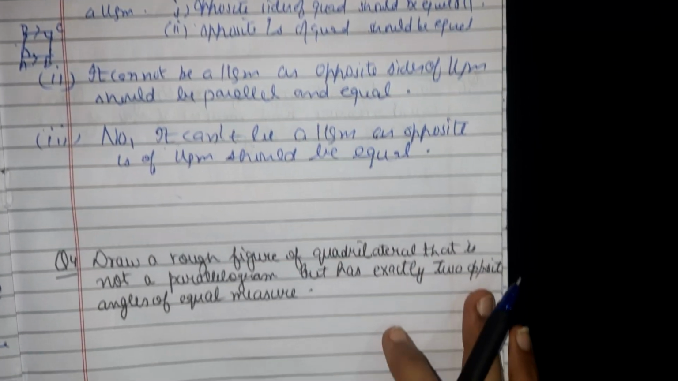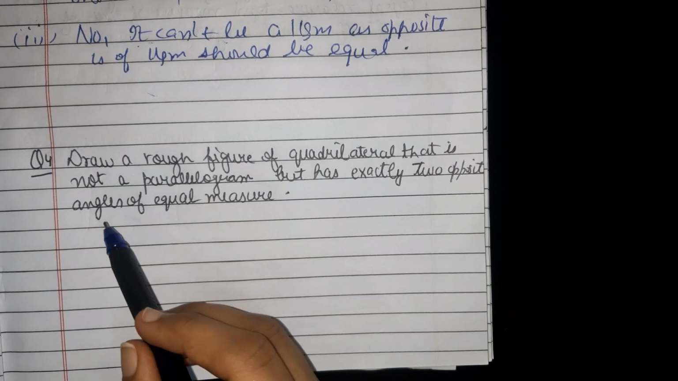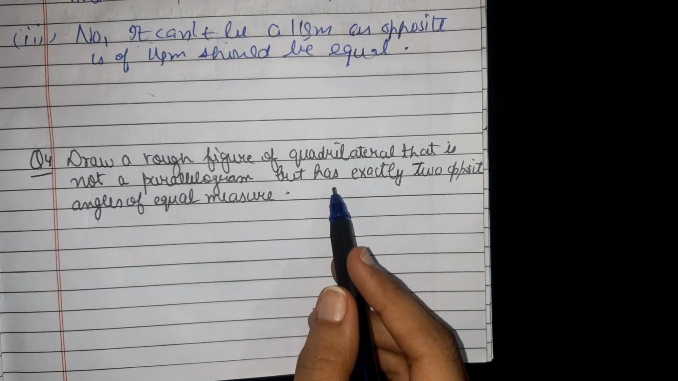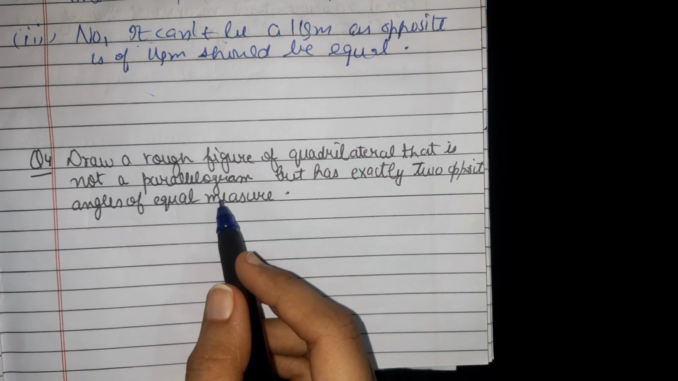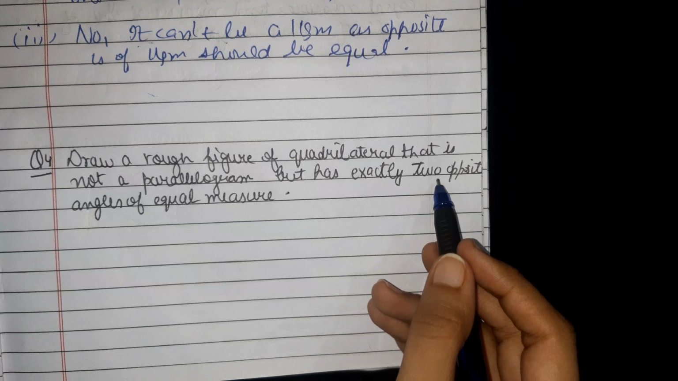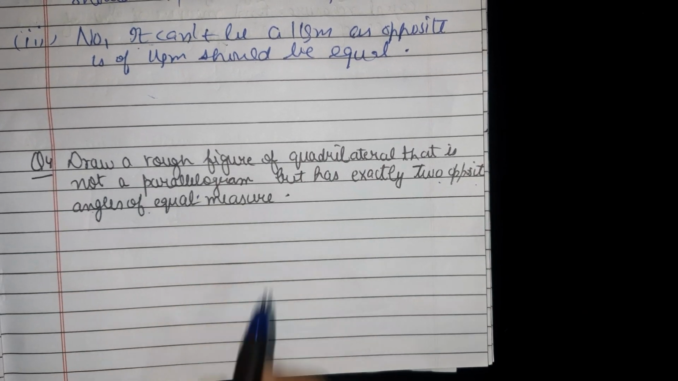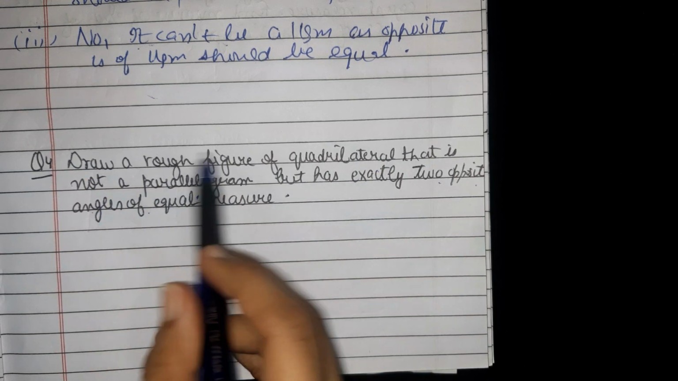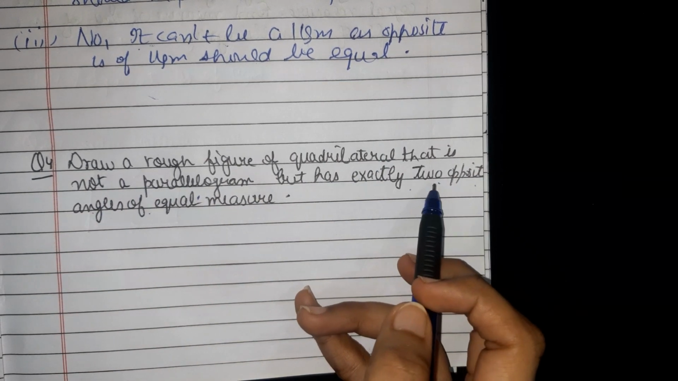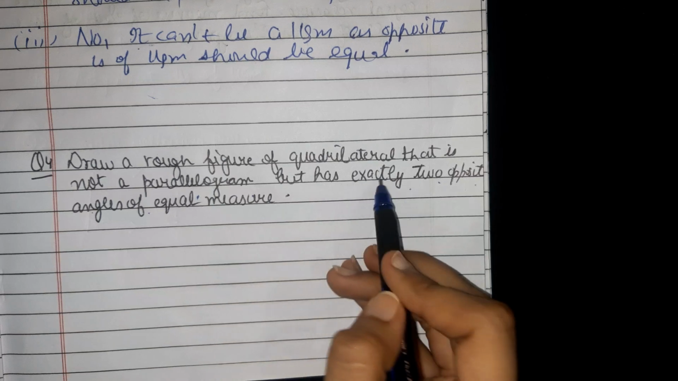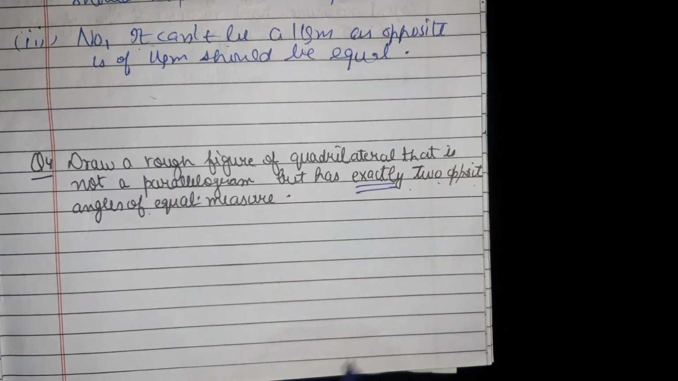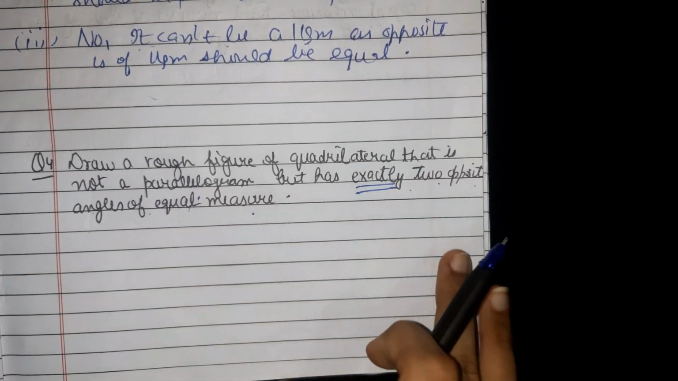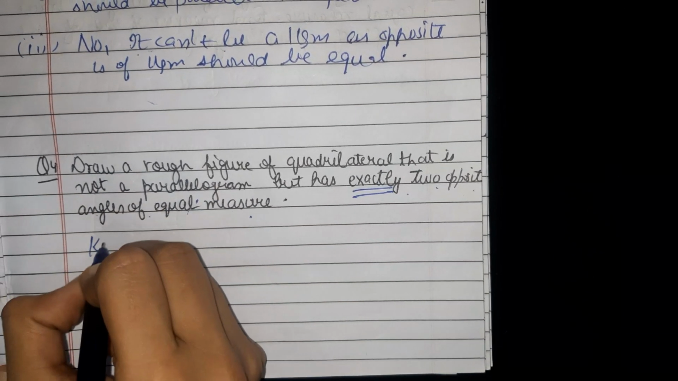So let's move on to the fourth question, which is: draw a rough figure of a quadrilateral that is not a parallelogram but has exactly two opposite angles of equal measure. So we have to draw a quadrilateral that is not a parallelogram, but has exactly two opposite angles of equal measure. So this figure is a kite.